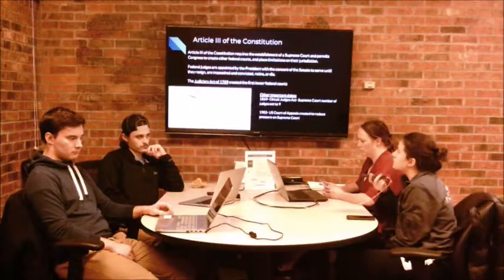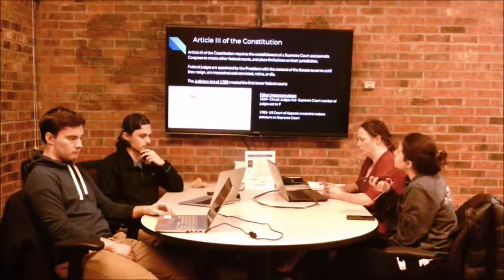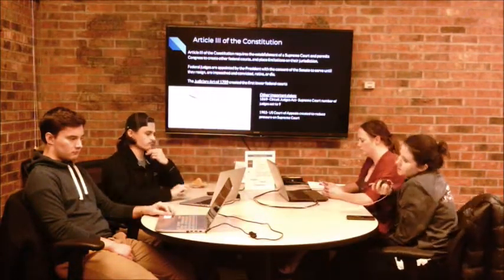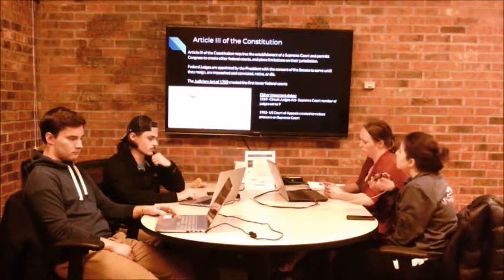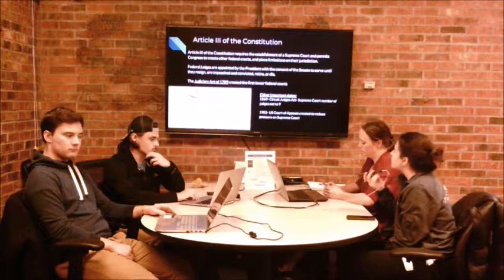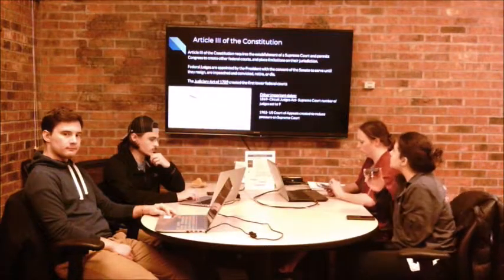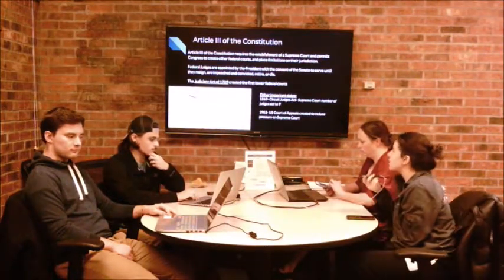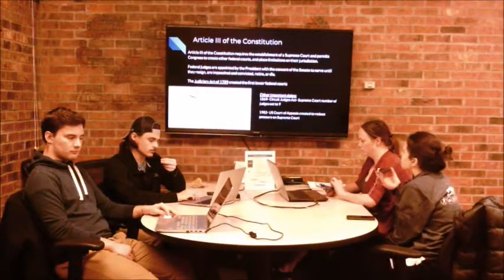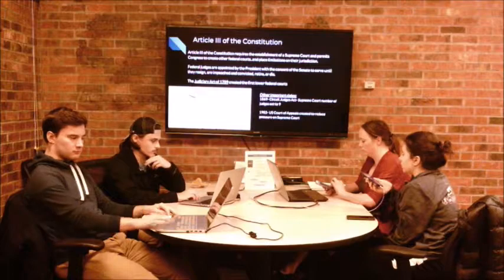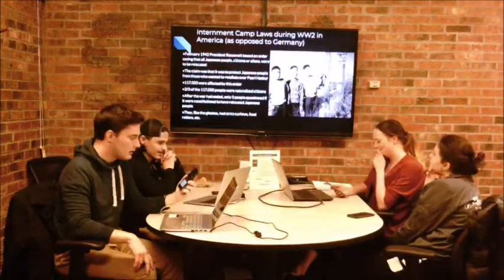Article 3 was followed by the Judiciary Act of 1789, which created the first lower federal courts. Some other important dates to keep in mind are 1869, when the Circuit Judges Act made the number of judges on the Supreme Court 9, and 1982, when the U.S. Court of Appeals was created to reduce pressure on the Supreme Court.